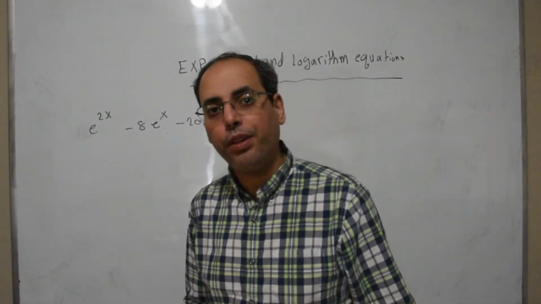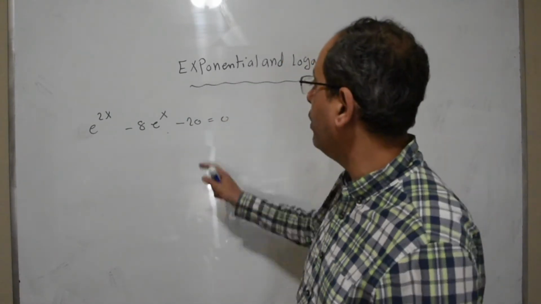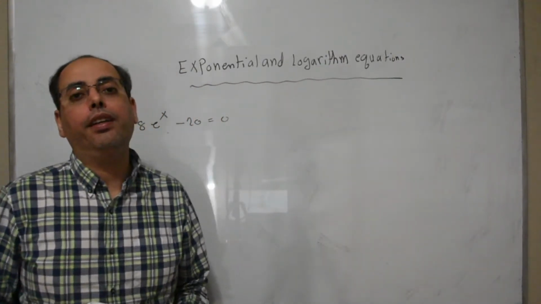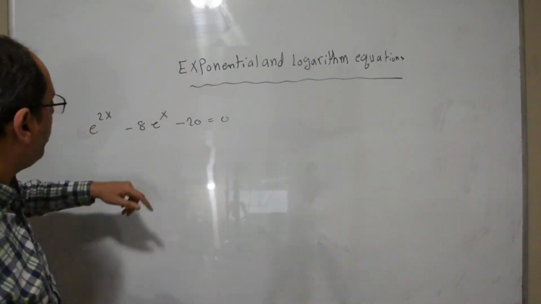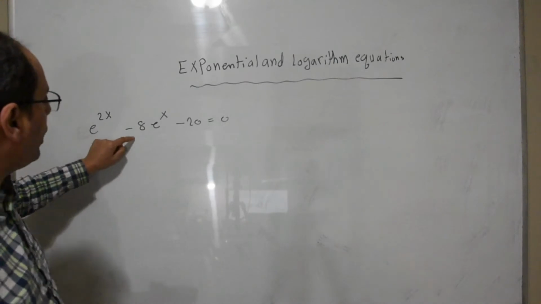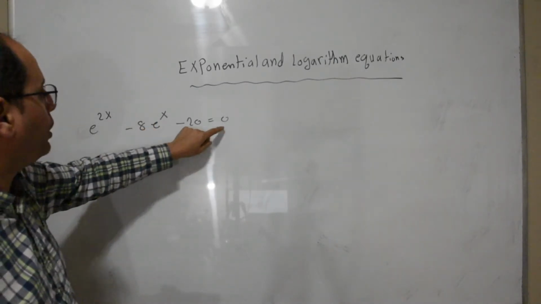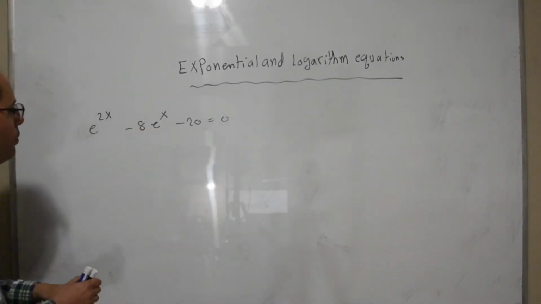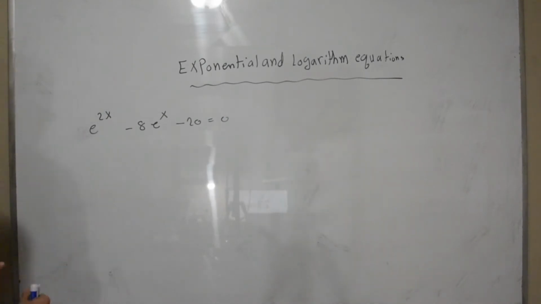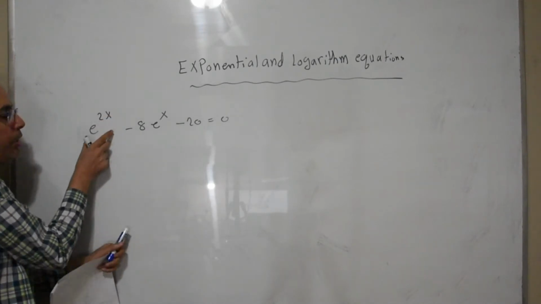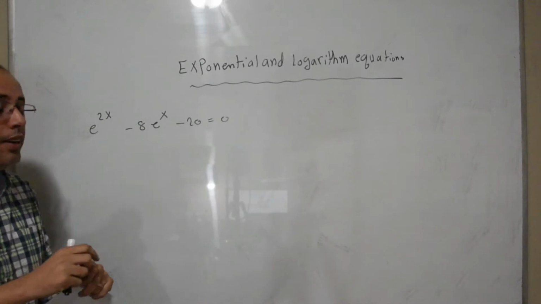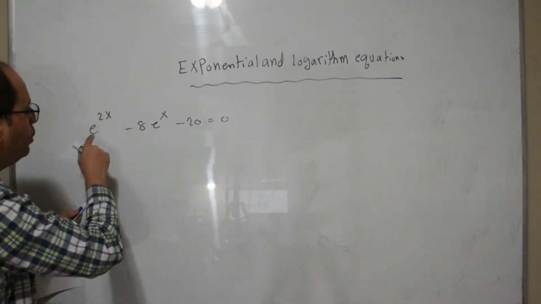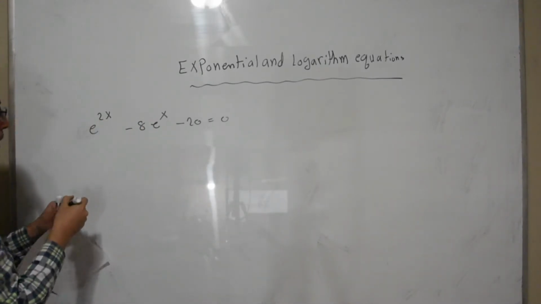So welcome back. We're going to continue solving the exponential and logarithmic equations. We stopped last time at this problem: e to the 2x minus 8 e to the x minus 20 equals 0. In order to solve that, the first thing to ask is: is there any similarity between e to the 2x and e to the x? Can we twist this a little to make it similar to that one?